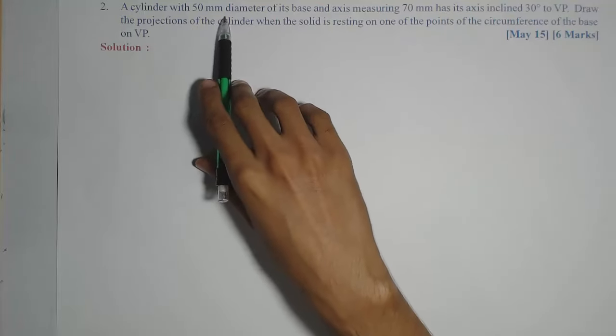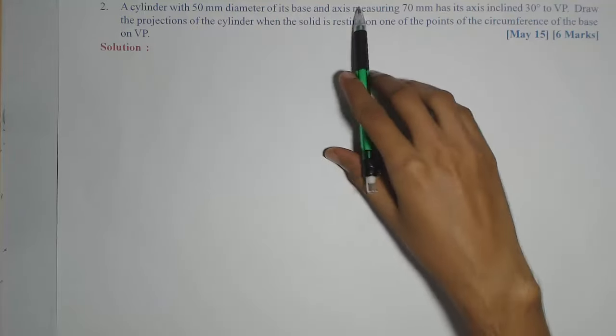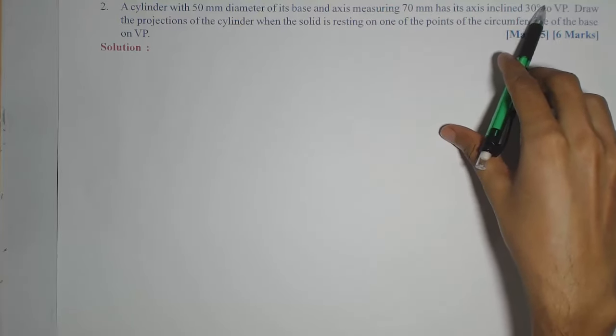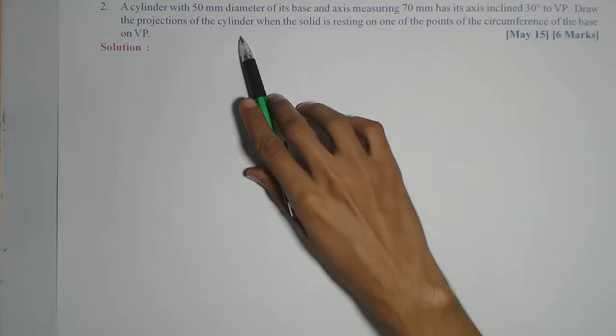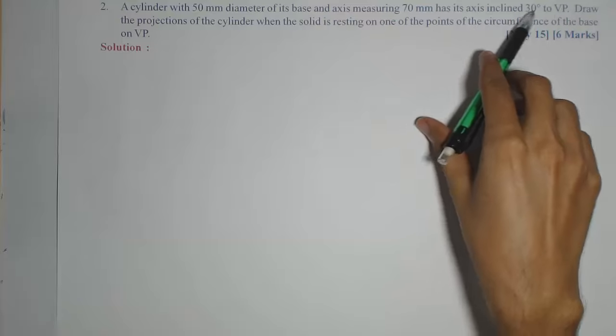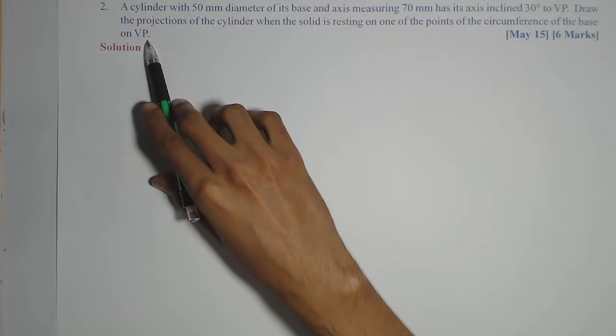A cylinder with 50 mm diameter of its base and axis measuring 70 mm has its axis inclined 30 degrees to the VP. Draw the projections of the cylinder when the solid is resting on one of the points of the circumference of the base on the VP.